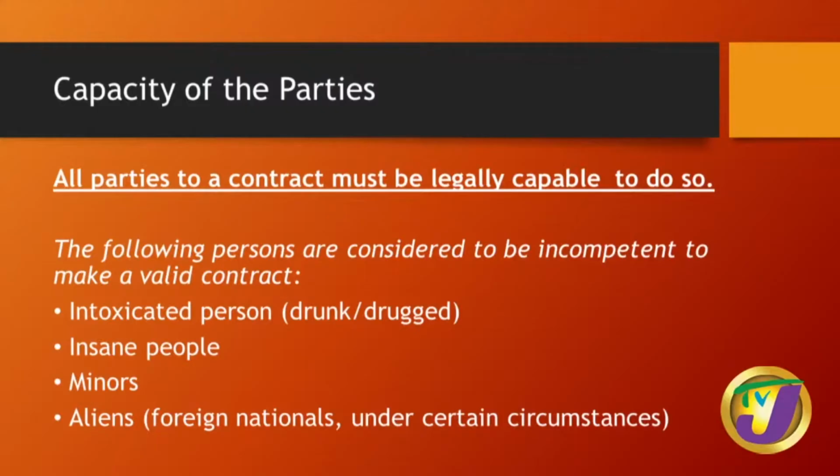Like if two countries are at war, there is some stipulation about the aliens of another country. There may be some conflict of contracts as it relates to capacity of the parties.